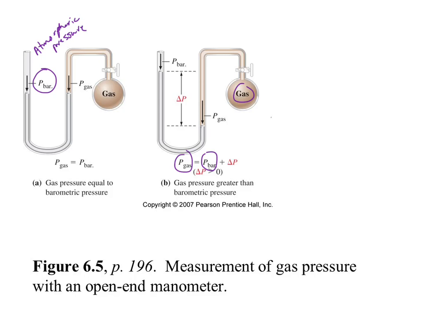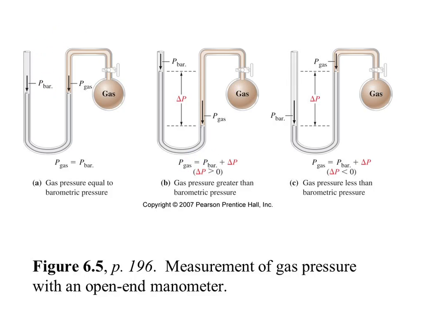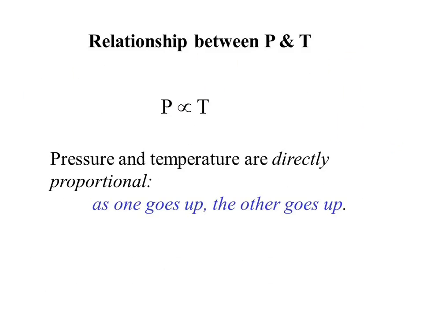It's possible then, one more scenario, that whatever is happening in our flask, maybe it's consuming the gas. Maybe gas is a reactant and being used up. And in this case, you see that the pressure of the gas is less than the barometric pressure. Again, barometric pressure is just the pressure of the atmosphere. So that's how we can use liquid mercury to measure those things.